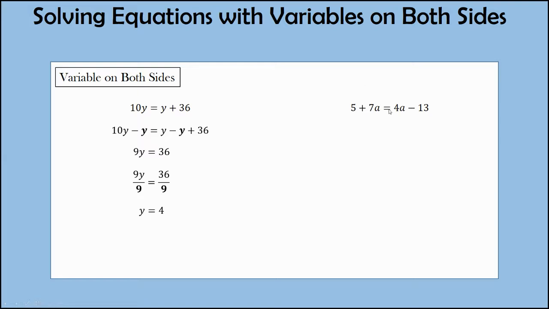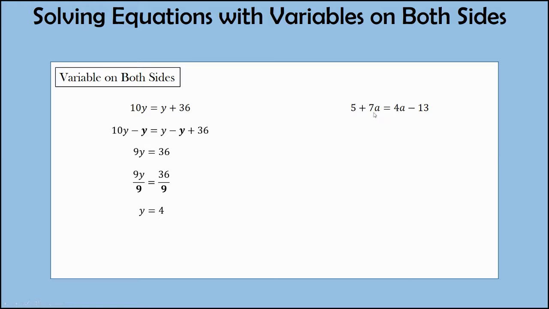5 plus 7a equals 4a minus 13. I have two terms on the left, a 5 and a 7a. I have two terms on the right, a 4a and a negative 13. So I'm ready to solve it. I can't simplify it. These two aren't like terms on the left. These two are not like terms on the right. I notice I have a variable term on each side, so I've got to make one of them a zero.